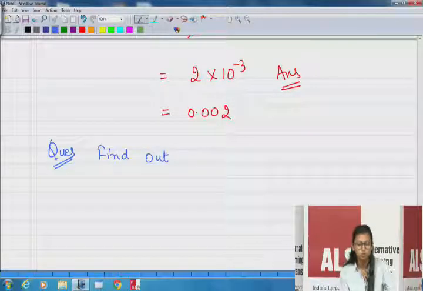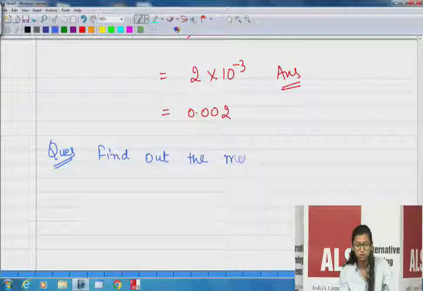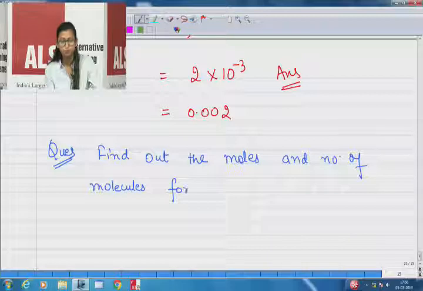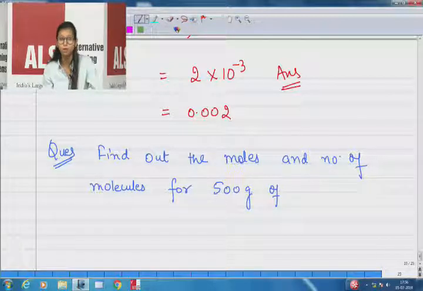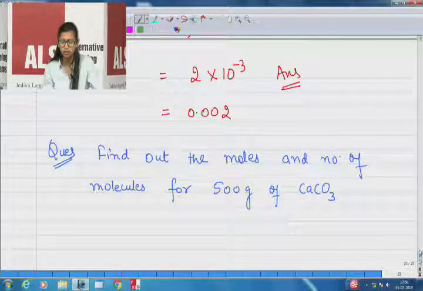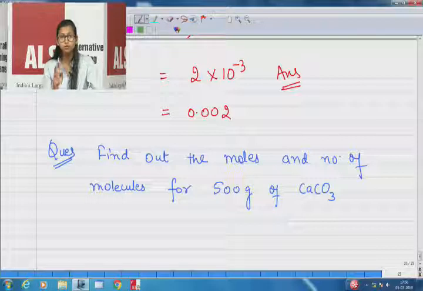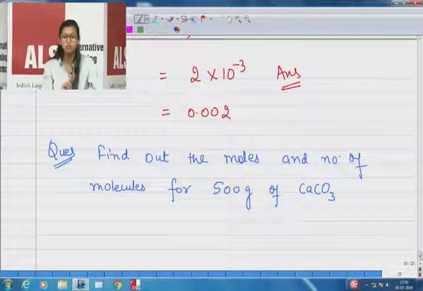Find out the moles and number of molecules for 500 grams of calcium carbonate. You know the formula of calcium carbonate? CaCO3. This is calcium carbonate, okay? Now this time the mass is given, okay? So take care, Kohima Center, the mass is given to you. You have to find two things in this question. You have to find the moles, and you have to find the number of molecules also, right?